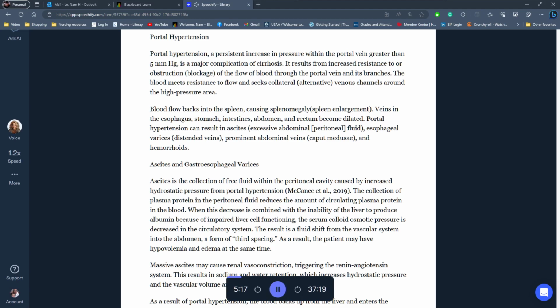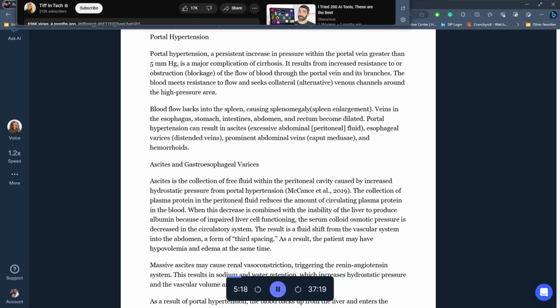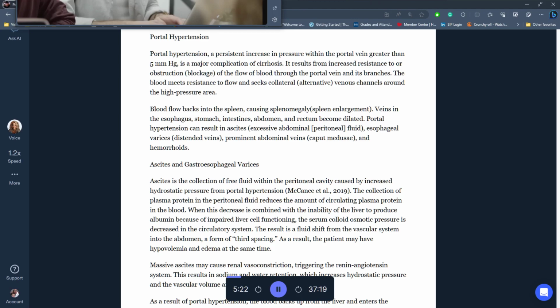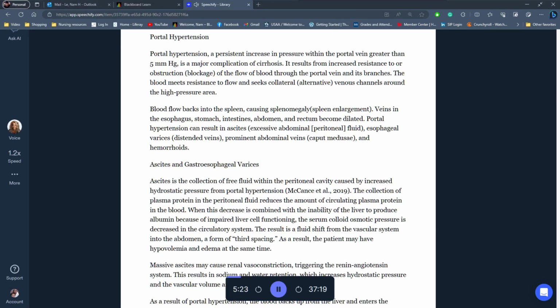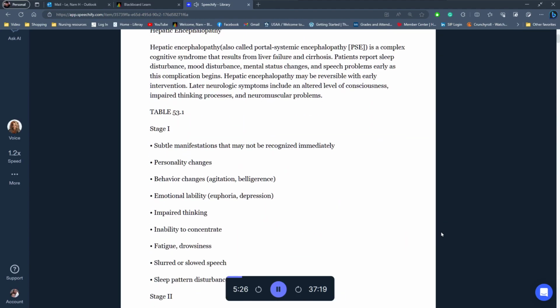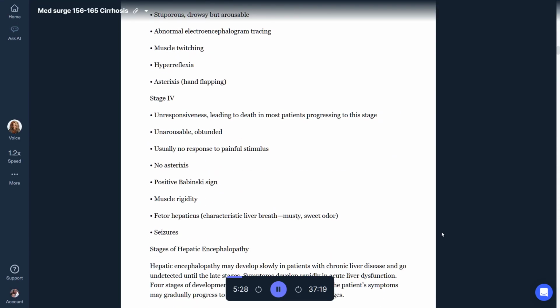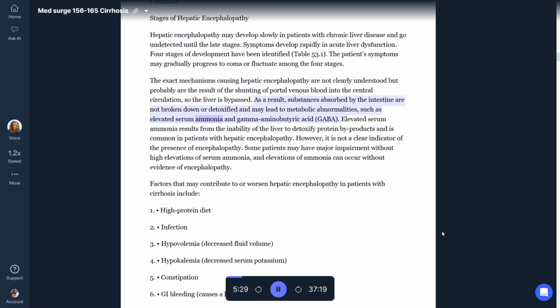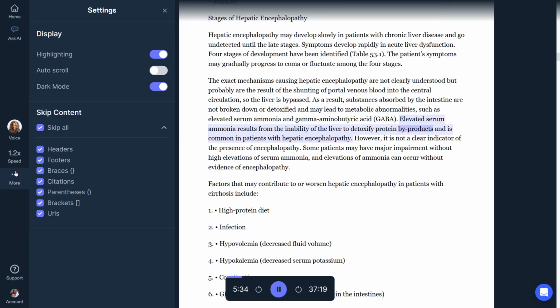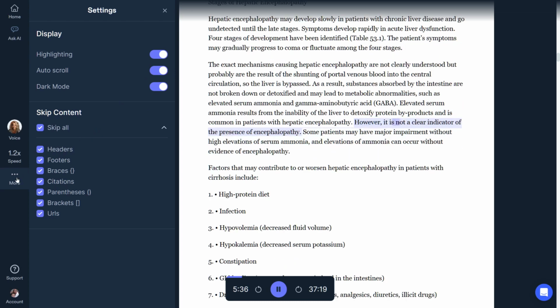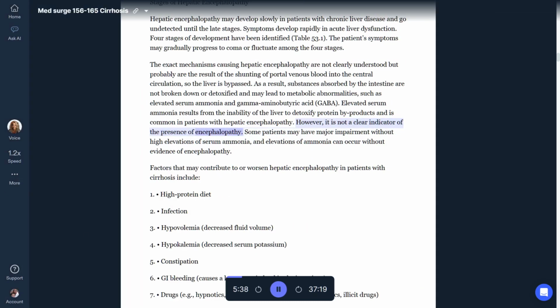The exact mechanisms causing hepatic encephalopathy are not clearly understood but probably are the result of the shunting of portal venous blood into the central circulation, so the liver is bypassed. As a result, substances absorbed by the intestine are not broken down or detoxified and may lead to metabolic abnormalities, such as elevated serum ammonia and gamma-aminobutyric acid. Elevated serum ammonia results from the inability of the liver to detoxify protein byproducts and is common in patients with hepatic encephalopathy. However, it is not a clear indicator of the presence of encephalopathy.